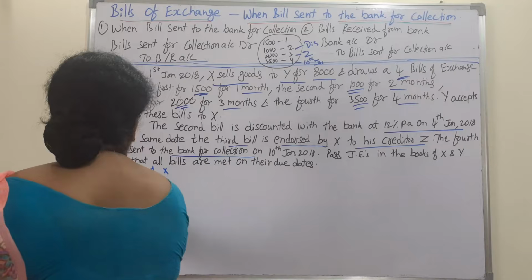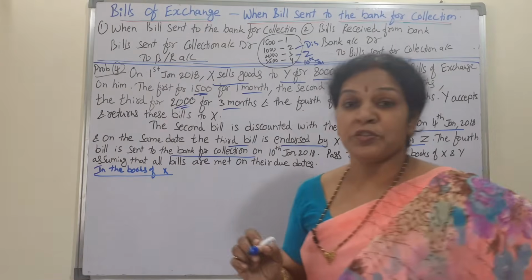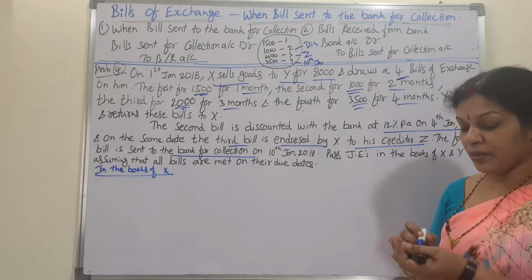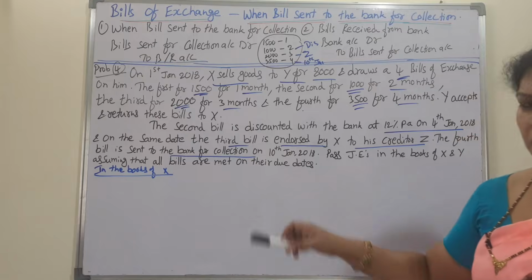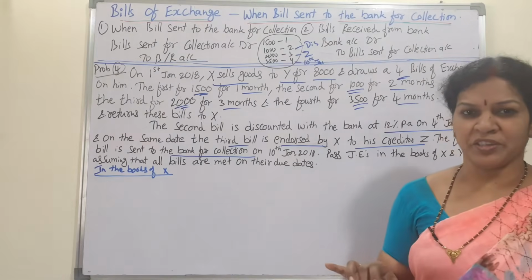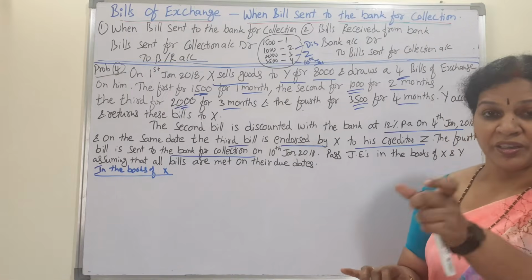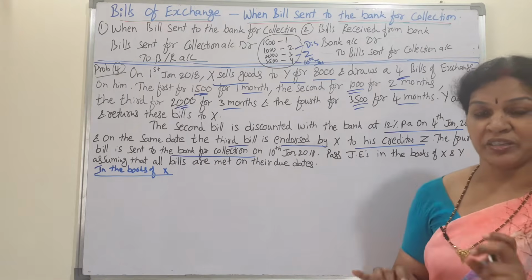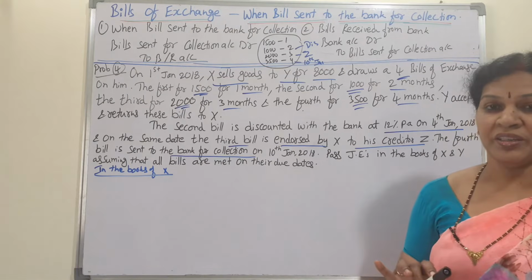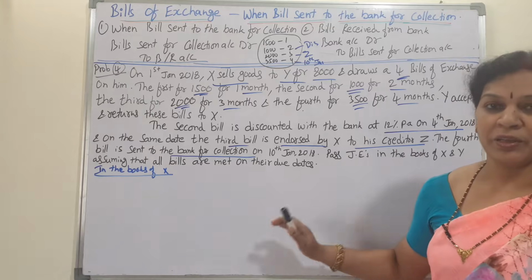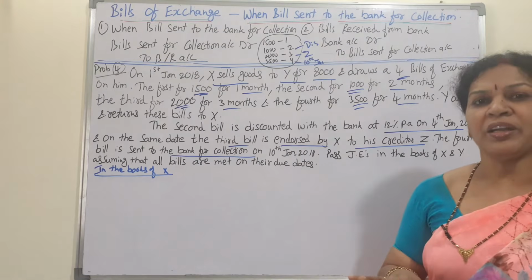In the books of X. X means you know that he is a drawer. Now I'll show you roughly the journal entries. You know the journal entries format: date, particulars, LF, debit amount, credit amount. Same format you have to write. Because of the lack of space, I'm writing it in short.